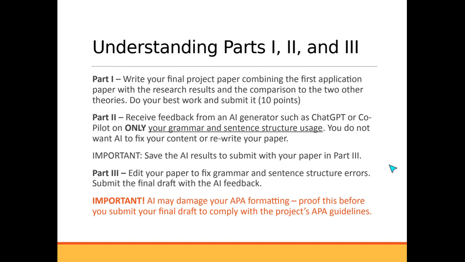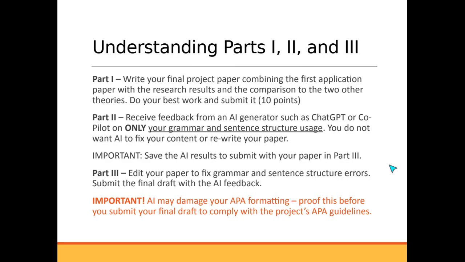Make sure everything's in APA order or format. Double check those dang references so they're in that crazy format and they have the right things italicized. And when you think it's the best you can absolutely do, submit that for part 1.